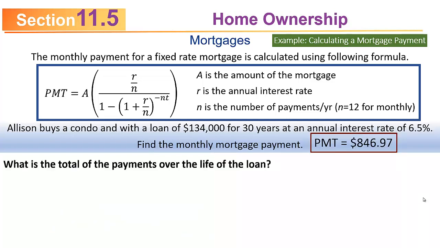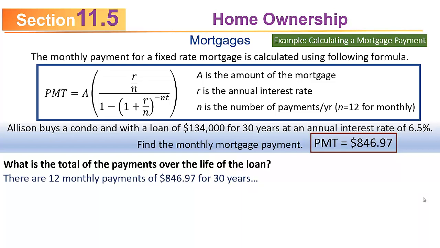I can ask other questions once I know what the monthly payment is. For instance, I could also ask, what is the total of all the payments over the life of the loan? In other words, if Allison pays the bank $846.97 every month for 30 years, what is the total that she's paid the bank over the life of that loan? Well, once you understand what the question's asking, it's fairly easy.